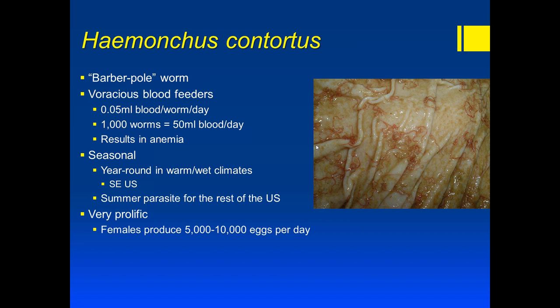So Haemonchus particularly is found year-round in warm and wet climates. Think Louisiana, Arkansas, anywhere along the Gulf Coast, we're going to see Haemonchus year-round. It's a summer parasite for the rest of us. So anywhere where it gets really cold in the wintertime, that's where we're not going to see Haemonchus so much over the winter. It really needs that really warm environment. And in addition to its seasonality and its voracious blood feeding, it's also very prolific. These females are going to produce anywhere from 5 to 10,000 eggs per day.